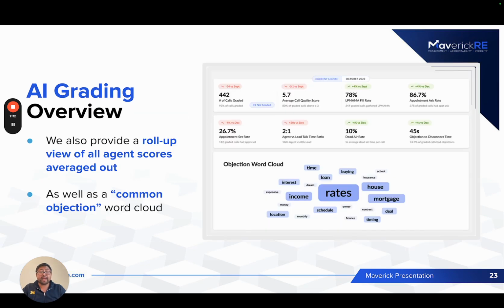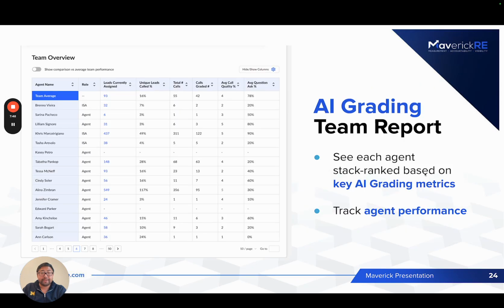Now, for you as the team leader, as the sales manager, we're then going to give you an aggregate view of how your team is doing from a sales skills perspective. What was their average call quality? Did they do LP Mama? What was their appointment rate? We're going to give you the biggest objections they're dealing with, right? And then on an individual agent basis, you can see how they stack rank from their call quality. So you know who your best agents are from a sales skills perspective and who your worst agents are, right?